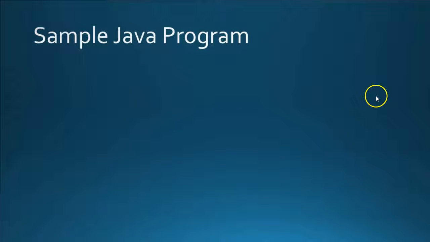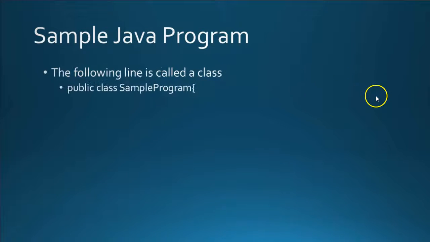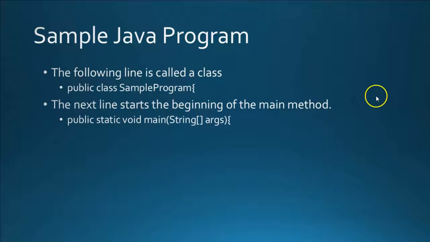All right. Now I'm going to look at another sample Java program. Okay. This is our Hello World program, but I'm going to break it down. So here's this public class sample program. All right, that's a class. And the thing that tells us that is the word class. The next line starts at the beginning of the main method, public static void main string args. Again, the thing that tells us that is main. That's what tells Java, run this code.